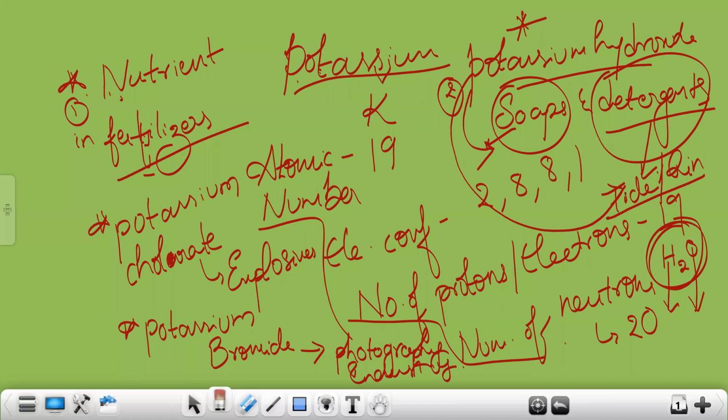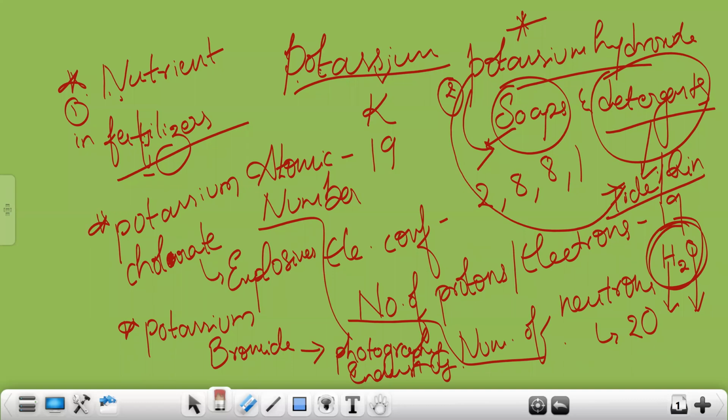So for agriculture purposes, in order to get a good crop, our farmers will use fertilizers. So this potassium is used in preparation of nutrients. Potassium is used as a major nutrient in fertilizers.